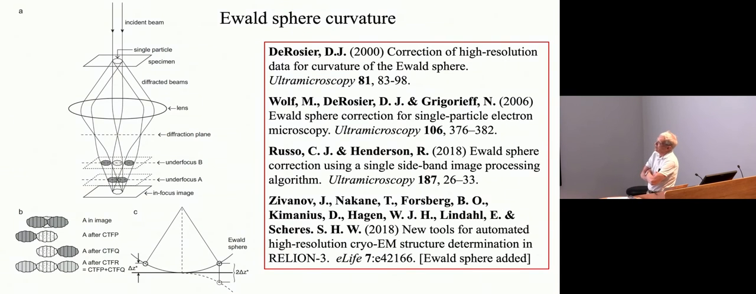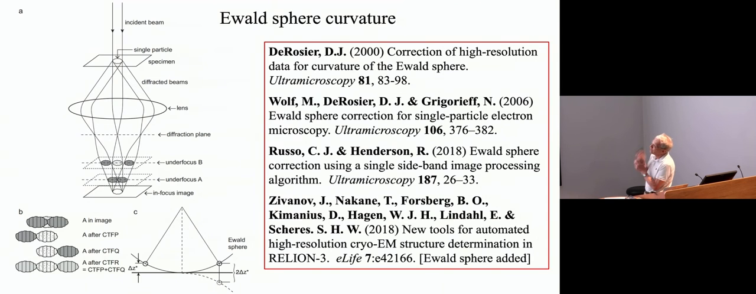The Ewald sphere curvature was something everybody worried about. At one stage, in a conversation with Bob Glaeser, we said, well, we really need some less expensive microscopes so that the field can flourish, and so we were thinking maybe lower voltage would be good. And Bob said, no, actually, he'd prefer a higher voltage microscope because the Ewald sphere would be flatter, and then you wouldn't have to worry about the high resolution being lost.